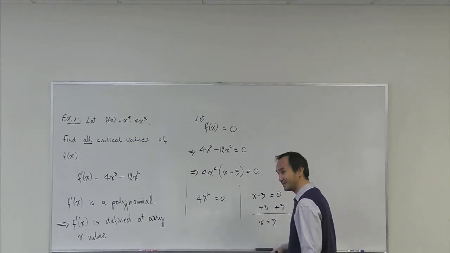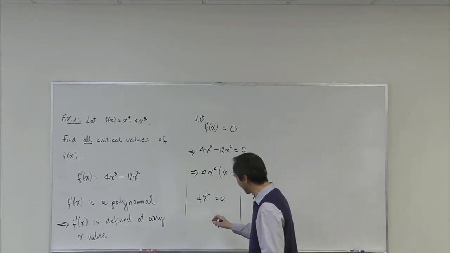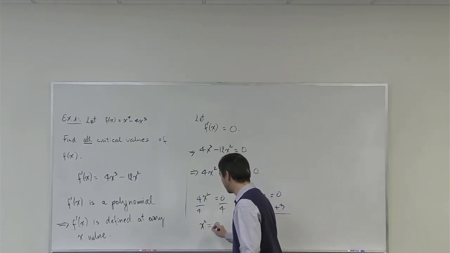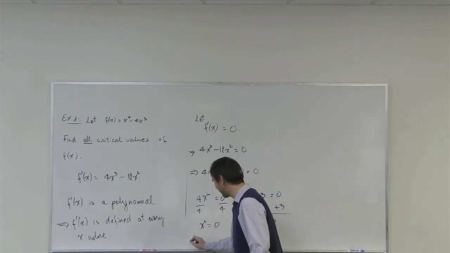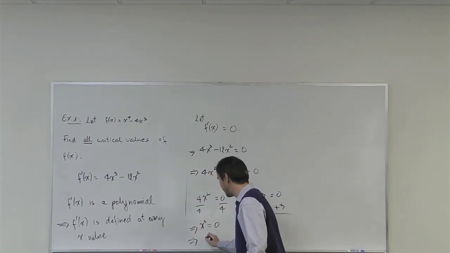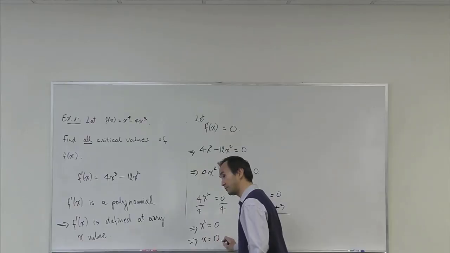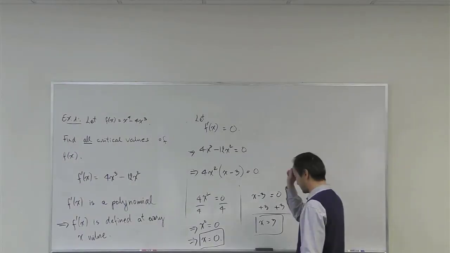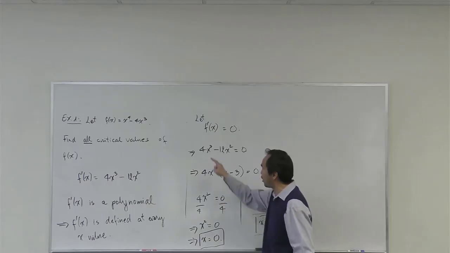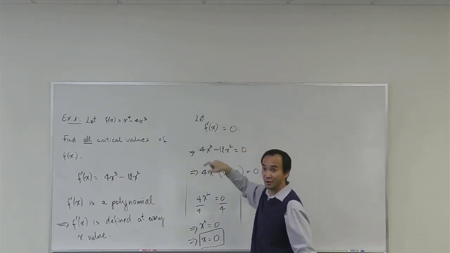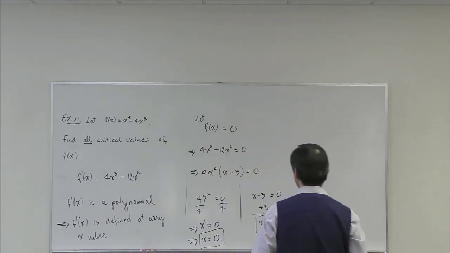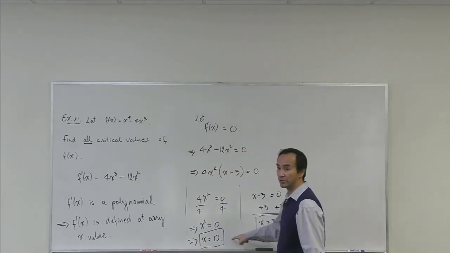You guys agree? Then for the other one, we can divide both sides by 4, making it x squared equals 0, and then take the square root of both sides. That leads to x equals 0. So we found two critical values. These are the values that cause the derivative to equal 0, the unknown values making the derivative equal 0, and these are all of the critical values we have found.